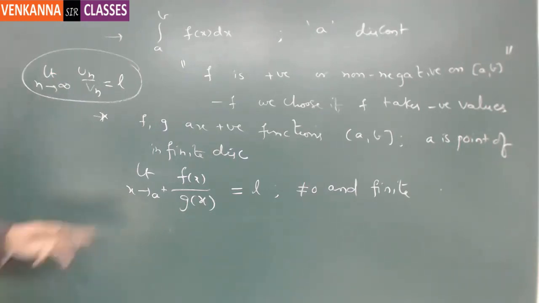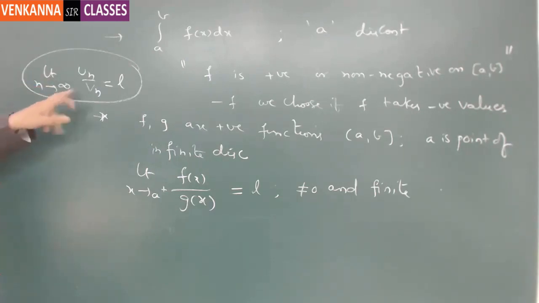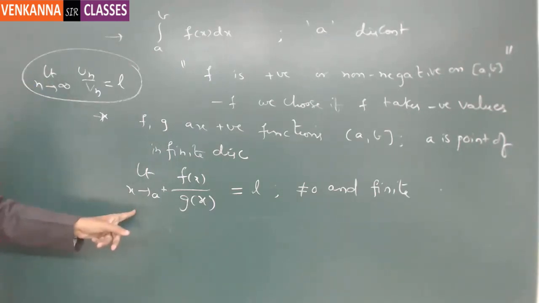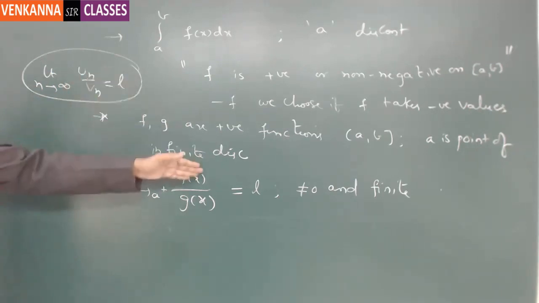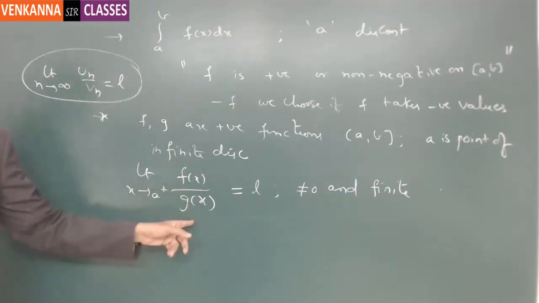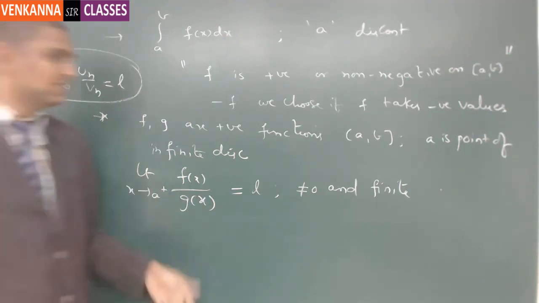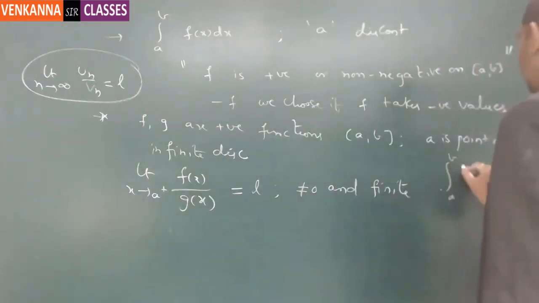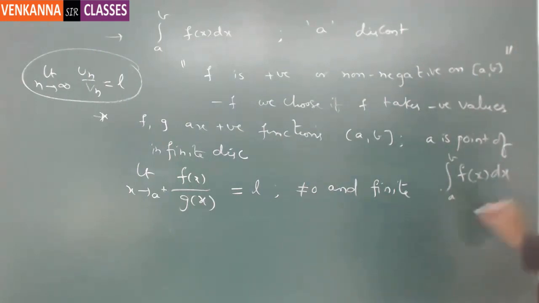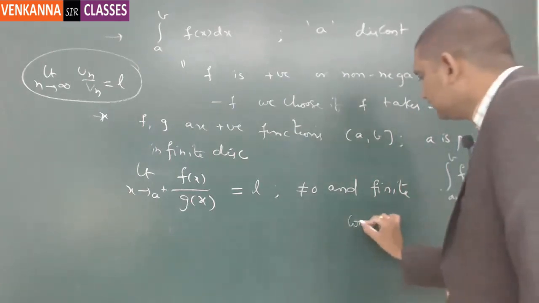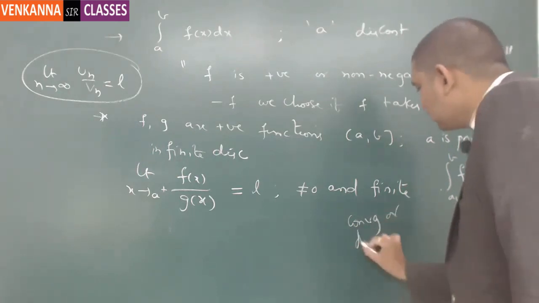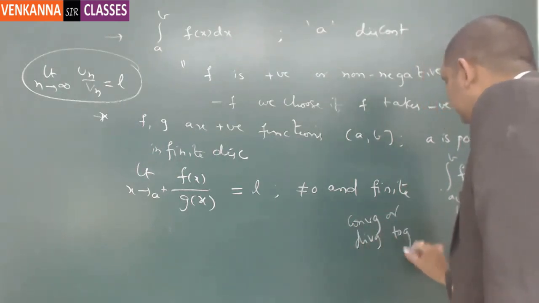Similarly here also, apart from taking limit n tends to infinity, we are taking limit x tends to a. Since there we are dealing with series, here we are dealing with functions. So f of x by g of x is equal to L. The limit exists and it is a non-zero finite number. So both integrals, integral a to b f of x dx and integral a to b g of x dx, converge or diverge together.